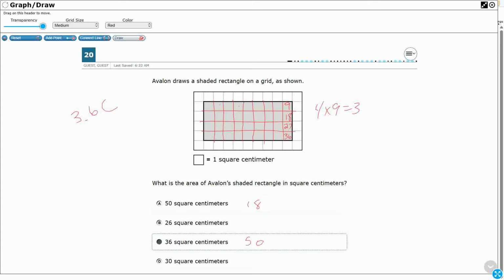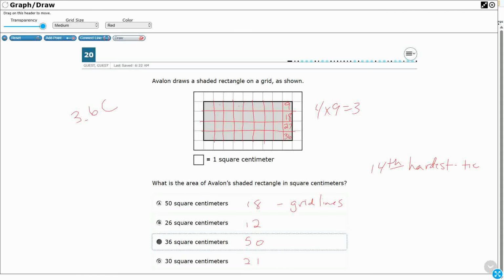Now, the incorrect answers were kind of all over the place. Let's talk about them here. And it ended up being, just like the last few, tied for our 14th most difficult, so right in the middle of the road. A student chose 50 square centimeters. They counted the grid lines.